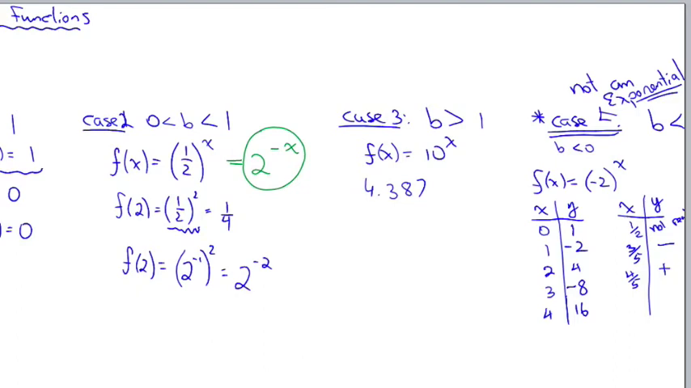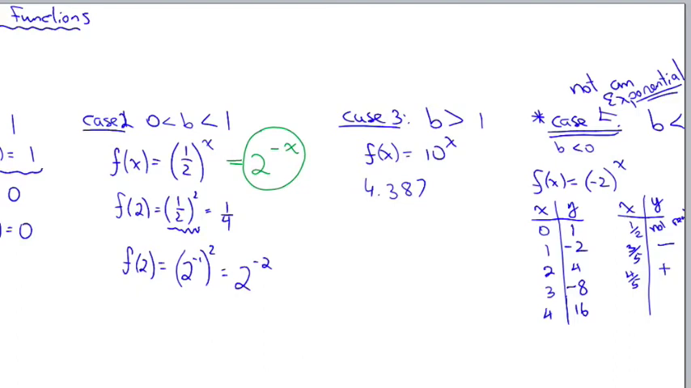Thus, if you have a half, you want to change it to 2 to the negative. If you have a third, you want to change it to 3 to the negative. It's just easier to work with numbers bigger than 1. Does that make sense so far? What constitutes an exponential function?